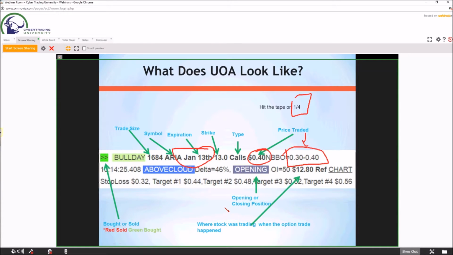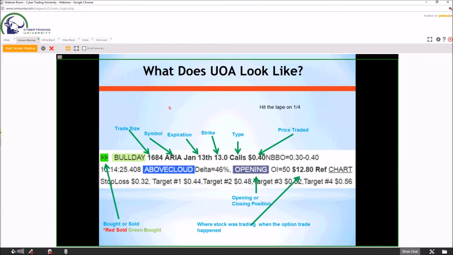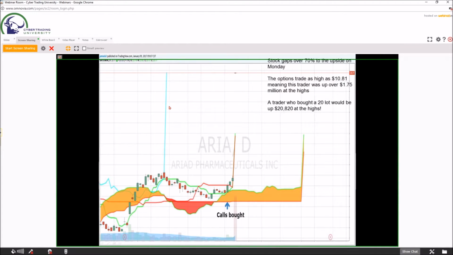And the reason that we flagged this was because it was a very large trade for short dated options in ARIA. It doesn't really trade options in this size very often. Well, it becomes pretty obvious why they did this in the following days. Three days later, an announcement is made in ARIA, some type of activist action. I don't actually remember exactly what the headline was, but the stock gaps over 70% to the upside on Monday, after the weekend.